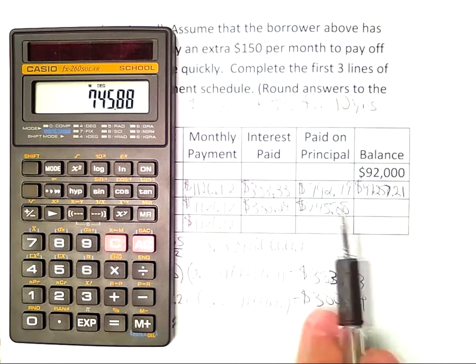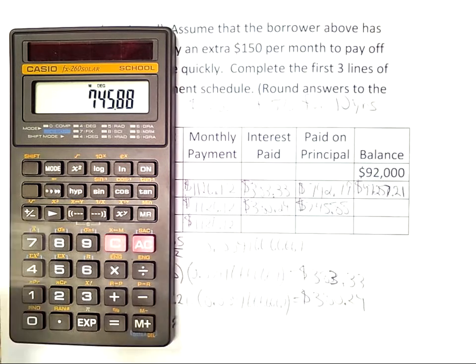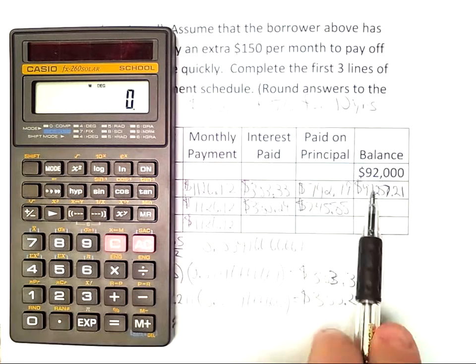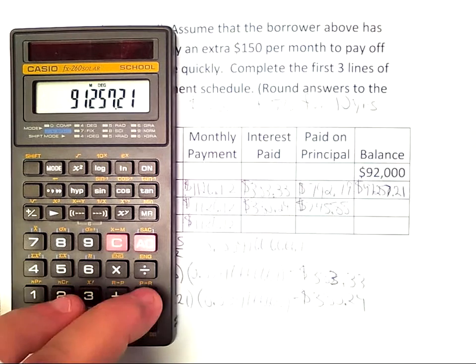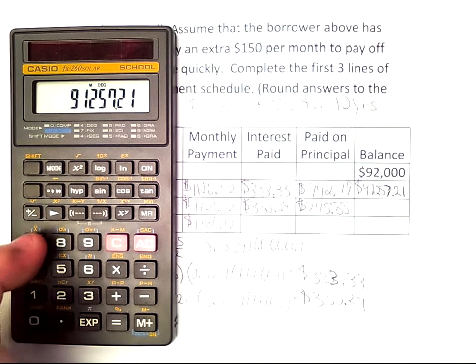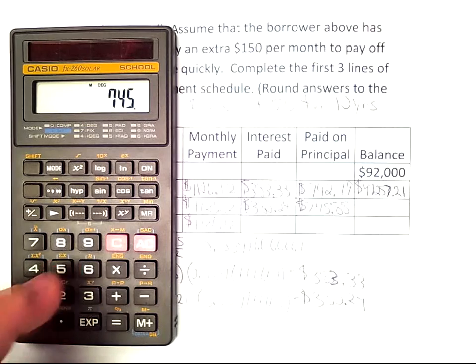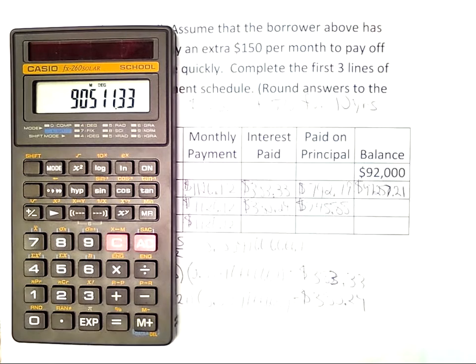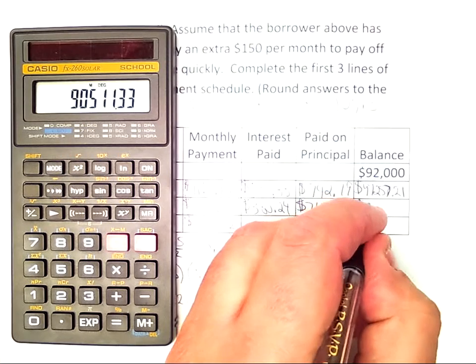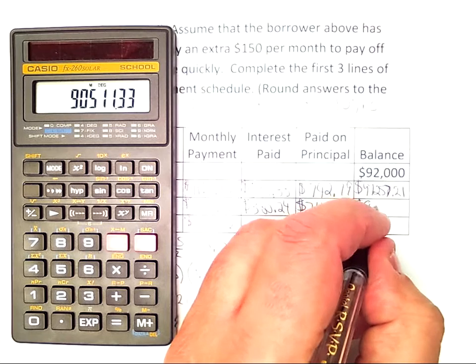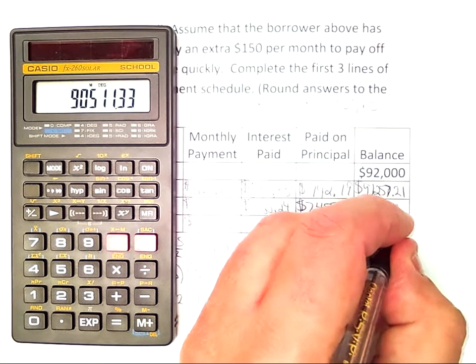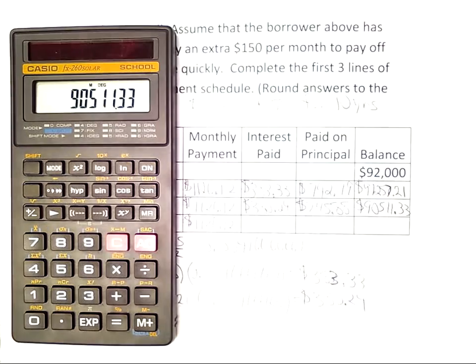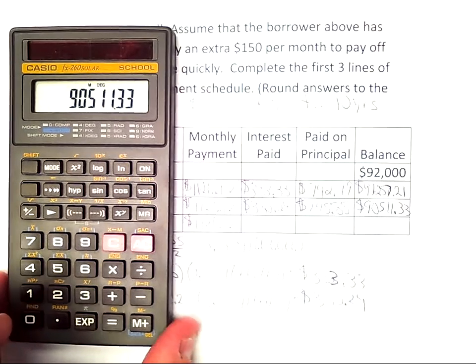And now the new balance is the old balance minus the amount paid on principal. So I've got $91,257.21 minus the amount I paid on principal, which is $745.88, and that gives me a second month balance of $90,511.33. Repetitive, like I said.